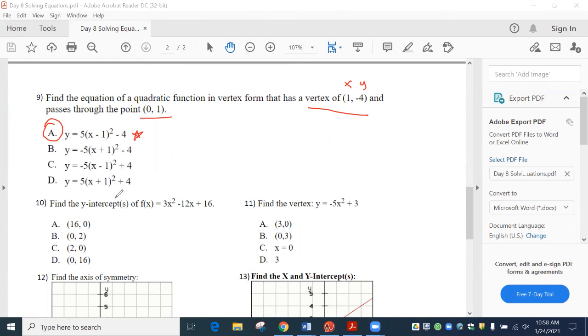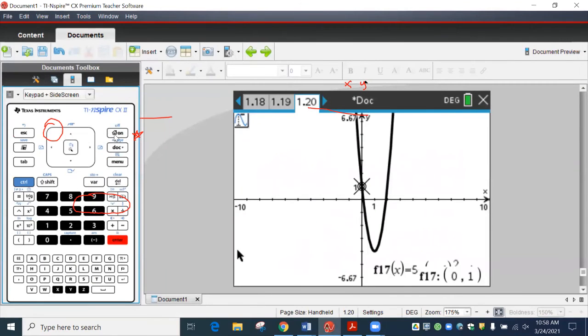All right, number 10. Now, we've been doing x-intercepts, y-intercepts, vertex, all that kind of stuff, but we haven't been doing them in the calculator. So I'm looking for a y-intercept, but we've got to type this in. So you got to go plug this into your calculator.